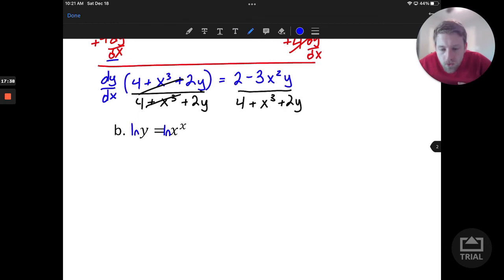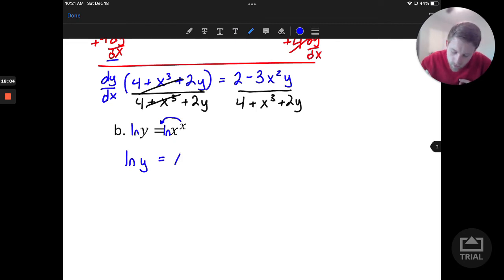If I take a natural log on both sides, I'll just get ln of y is equal to ln of x raised to the x power. But we know with natural logs, if you think back to our algebra, that we can use a power rule property and bring this exponent down as a multiplier. It's not a constant multiplier, it's just an x multiplier there.